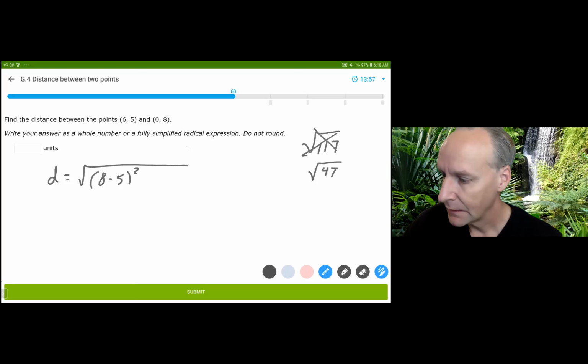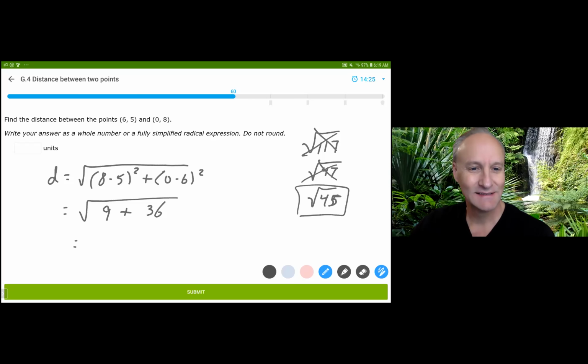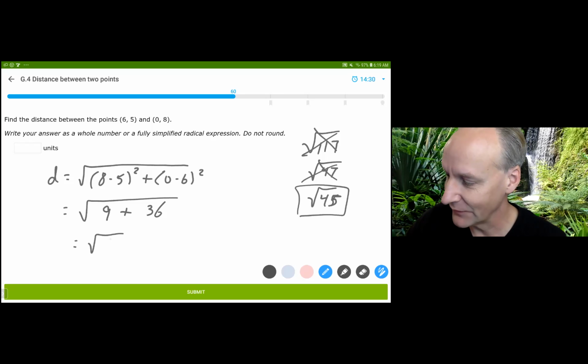That looks right. Okay, so there's the difference in my y's, and here's the difference in my x's, 0 minus 6, quantity squared. And we're looking at the square root of 9, that's 3 squared is 9, and 6 squared is 36, and, oh, geez, I cannot add today. Square root of 45, there it is. I sometimes write down the unreduced slopes so that I can see my squares in my head. Anyway, yeah, that is the square root of 45.